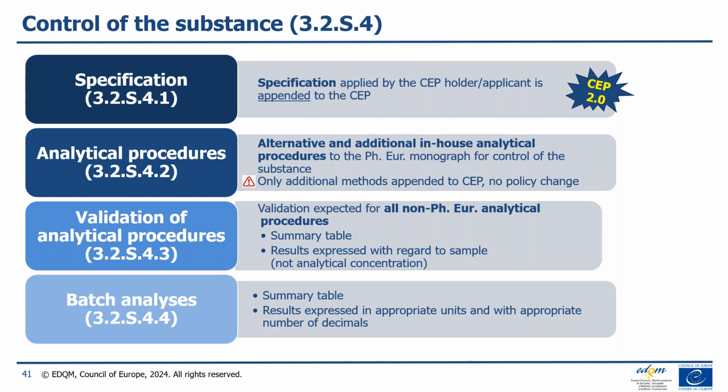In section S4.3, we want to see validation of all non-pharmacopoeial analytical procedures. Ideally, this should include a summary table, and results provided in the report and in the tables should be expressed with regard to sample, not in analytical concentrations. Coming to section S4.4, batch analysis, ideally a summary table should be provided and results should be expressed in appropriate units and with appropriate number of decimals as set in available guidances.